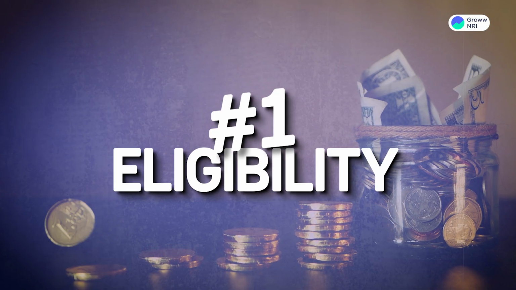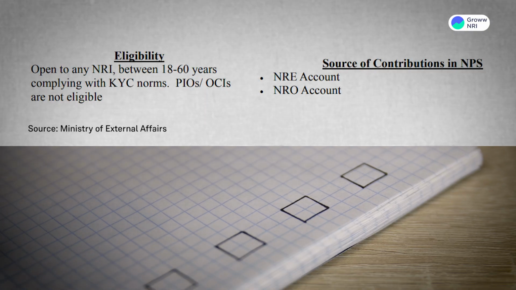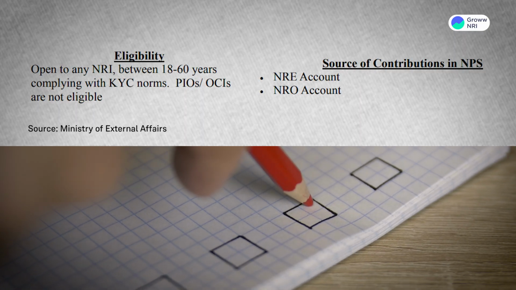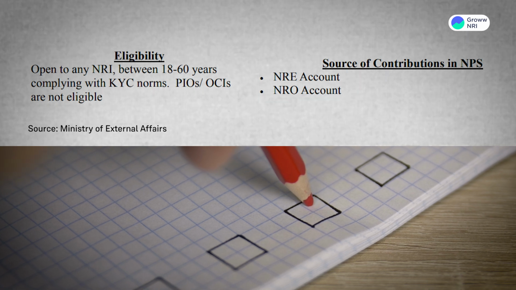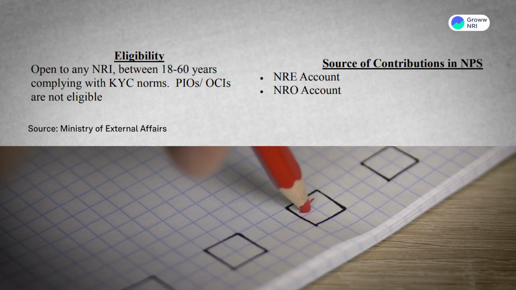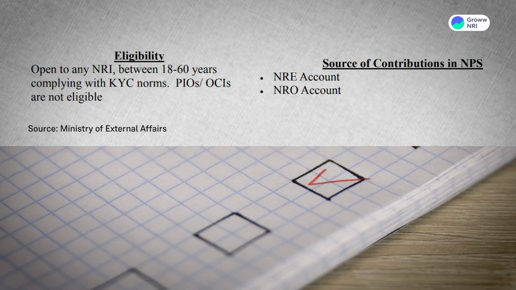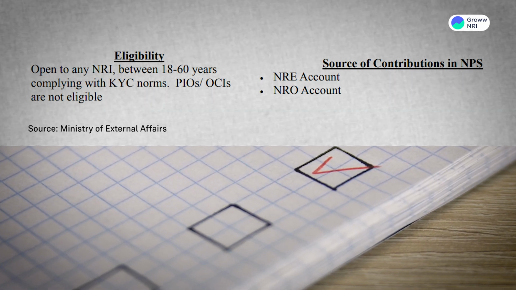First is the eligibility criteria for the scheme. You must be between the ages of 18 and 60. You must comply with all the KYC norms. Your source of contribution to the NPS must either be an NRE or an NRO bank account. You cannot be a person of Indian origin or an overseas citizen of India.